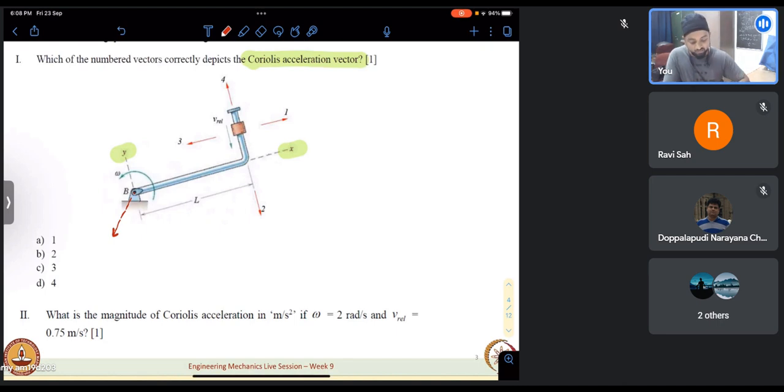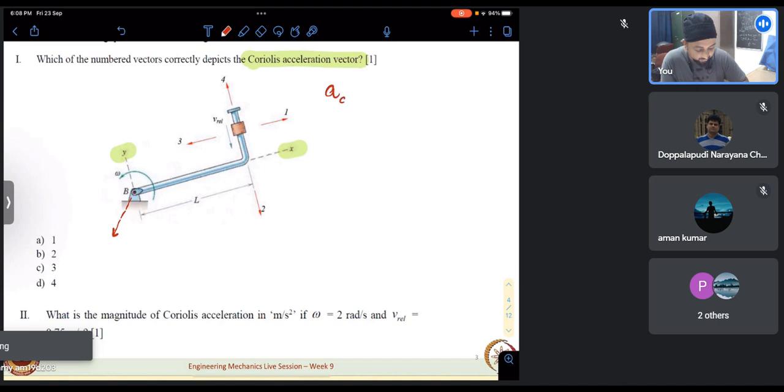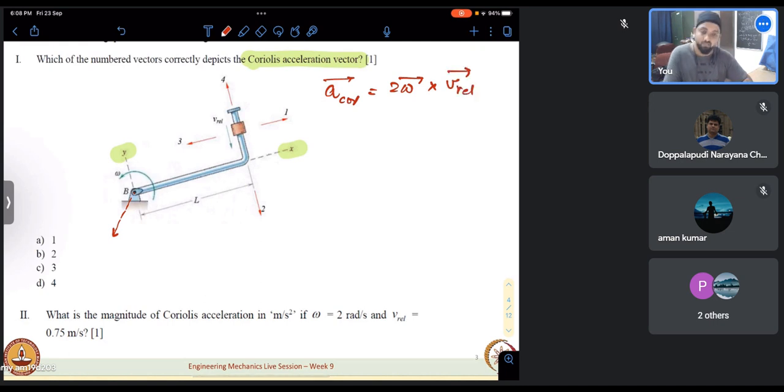Anyway, so we have this thing pointing out of the plane of the paper. So that is omega. So we know what Coriolis acceleration is. A Coriolis is given by 2 omega cross VREL. This is the relative velocity relative to the rotating frame of reference, and this is the omega of the rotating frame of reference. So we will be able to see that this is pointing out of the plane of the paper, and if we were to cross with this VREL, we will see that it is in this direction.